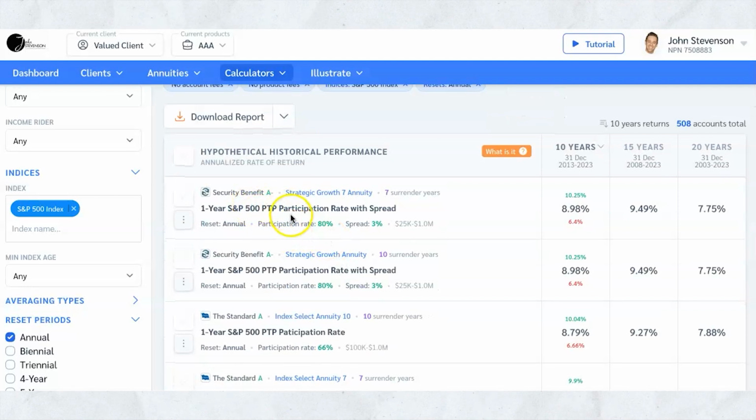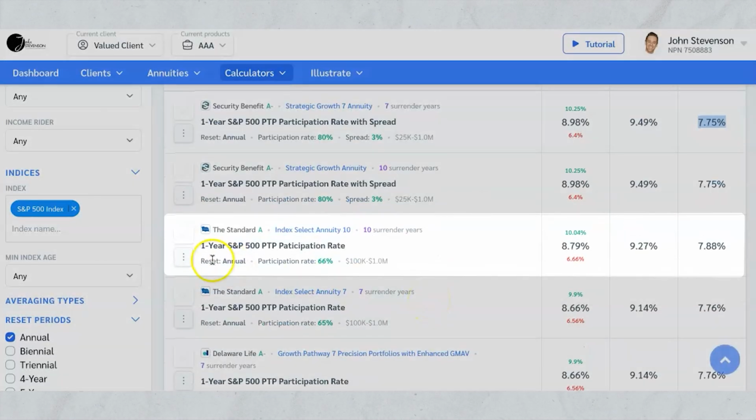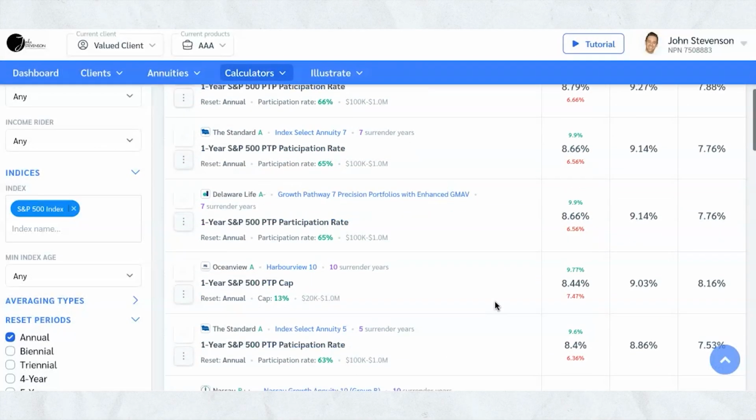Okay, so you can see here the participation rate is 80% for the top one, Security Benefit, and it's an A-rated company. That's not bad, but they also have a spread of 3%. So that can really reduce the money that you're making. But even with that, it has a long track record because it's the S&P. So last 20 years, if you were participating in this type of index and nothing changed as far as the participation rate and the spread, then your average return would be 7.75. Okay, simple. You got some other ones. The standard has a few. You can see 20 years, a little bit higher, 7.88. It's not bad. Delaware Life has a few.